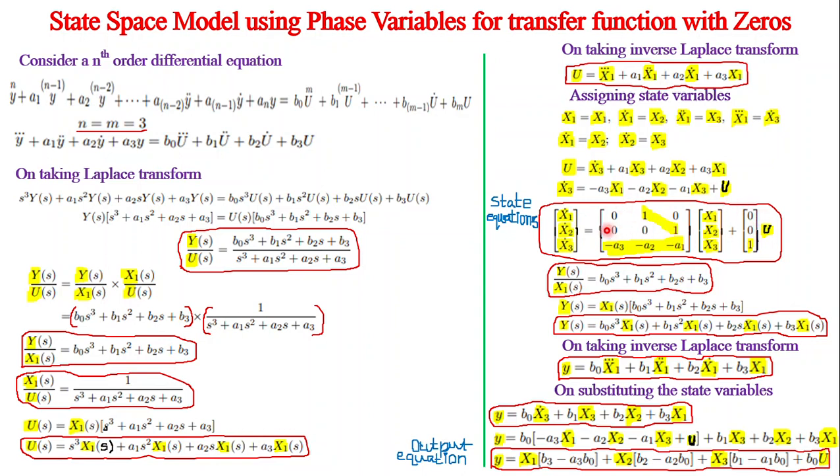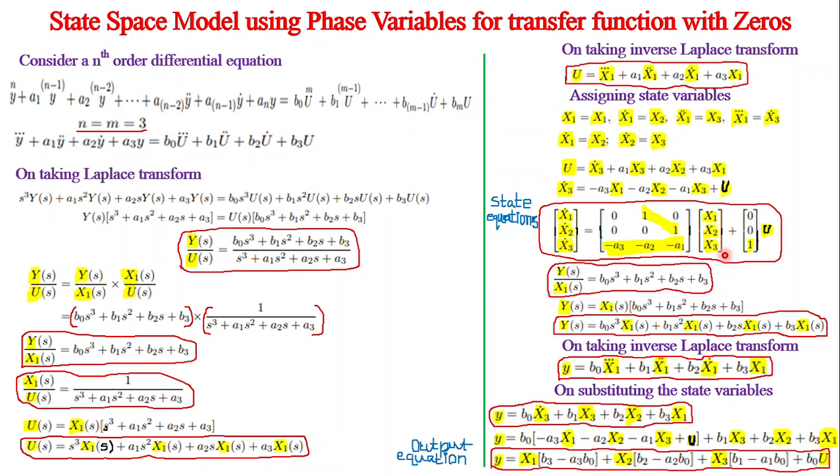This is the same as what we have written for the state space model using phase variables for a transfer function without zeros. That is, the state equations are the same. See the last row: a1, a2, a3, the coefficients of the left hand side, we have written in the reverse order. Then the elements just above the diagonal are 0, 1 and 1. The rest of the elements are 0. The element corresponding to the last row in the B matrix is 1. The rest of the elements are 0. So this is the same form, right? It has similarity with respect to the state equations written for a transfer function without zeros.